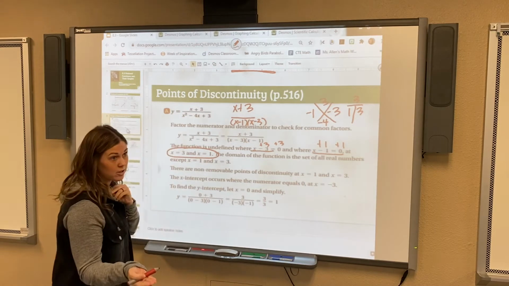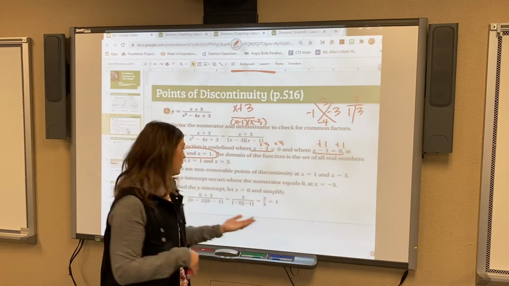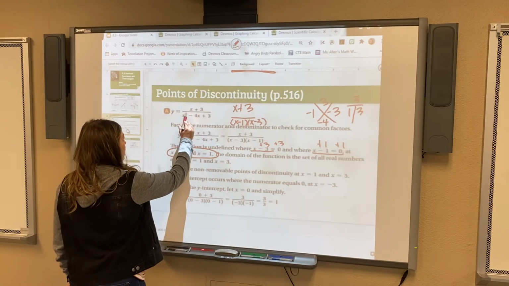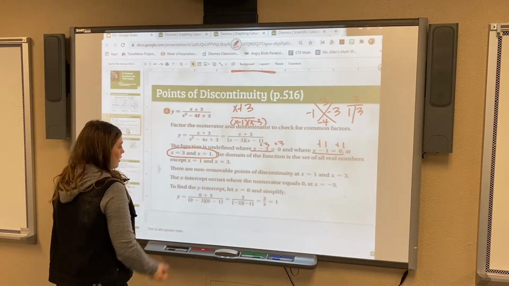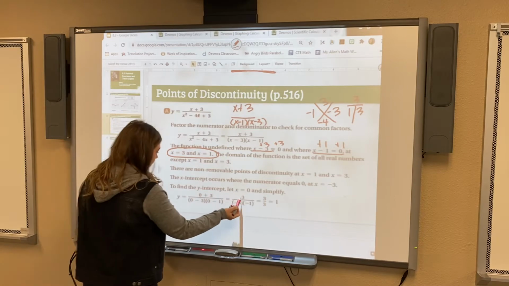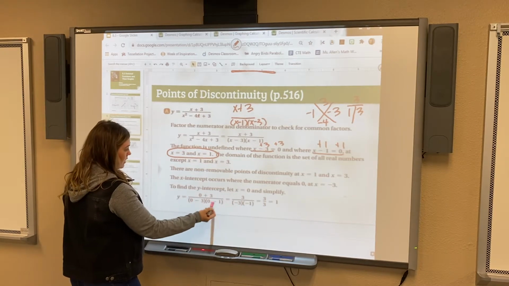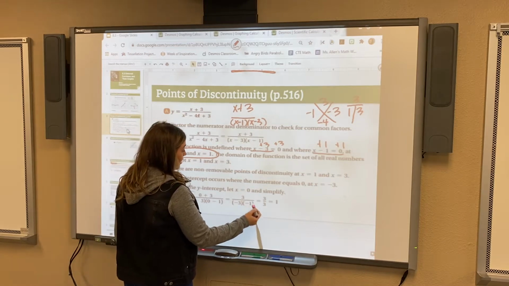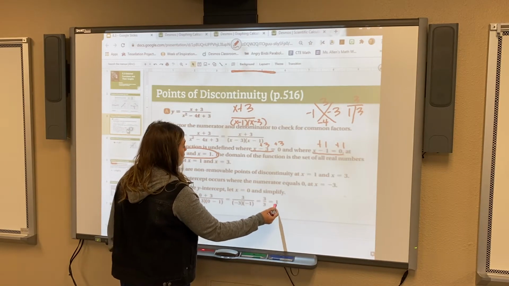So for a y-intercept, your x value is 0. So we're going to plug in a 0 for our x value. So here there's a 0, 0, and 0. Okay, so 0 plus 3 is 3. And then 0 minus 3 is negative 3. 0 minus 1 is negative 1. Negative 3 times negative 1 is 3. 3 divided by 3 is 1.